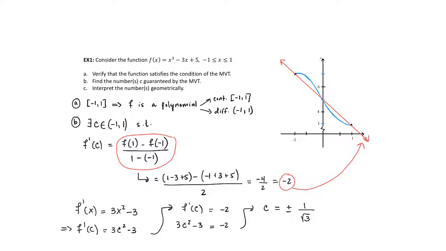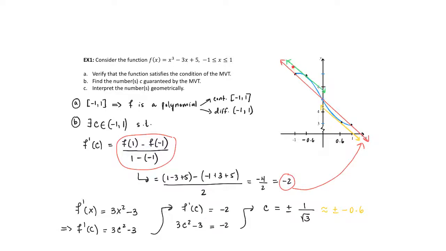This is approximately plus or minus 0.6. So then that means that I can go here to my graph, and at this particular value, -0.6, and here 0.6, these are exactly 2 points on the graph where the tangent line is going to be parallel to the secant line.